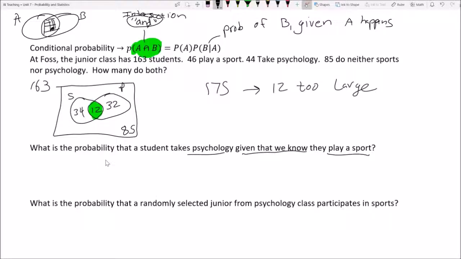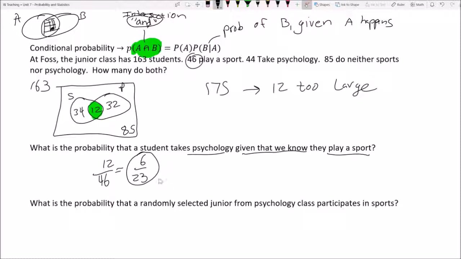How many of these students take psychology? Well, just that 12 out of how many play sports? Out of the 46 that play sports. And then we get to simplify that. Those are both divisible by 2, so that would be 6 over 23. That is the probability that they take psychology given that they play a sport.